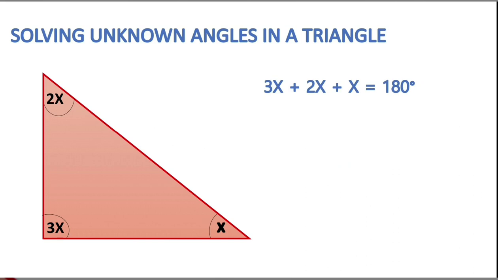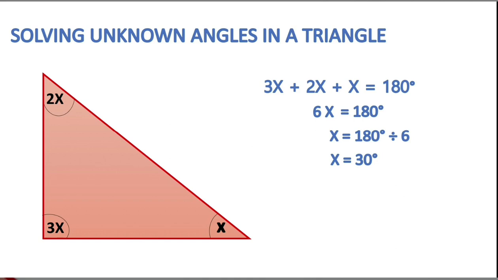Now I solve for x. 3x plus 2x plus x gives me 6x, which is equal to 180 degrees. Then 6x is equal to 180 degrees. If I divide both sides by 6, 6x divided by 6 gives me x. 180 divided by 6 gives me 30 degrees. That means the value of x is equal to 30 degrees. I still need to solve for the value of 2x and 3x. My reason for x would be sum of angles in a triangle.